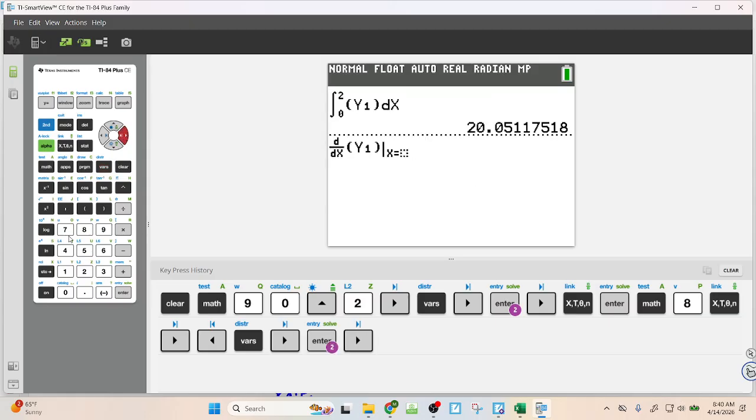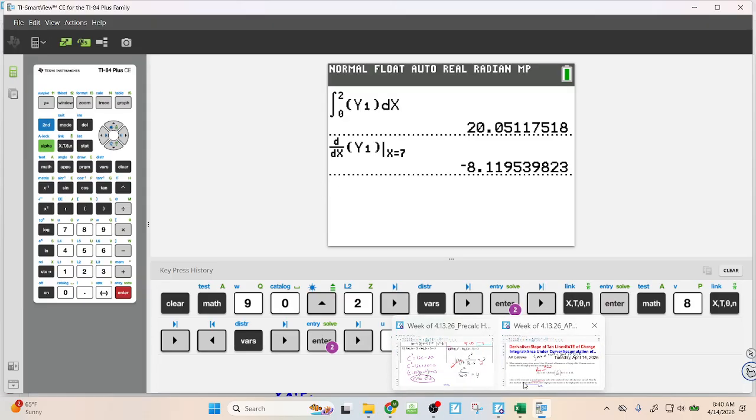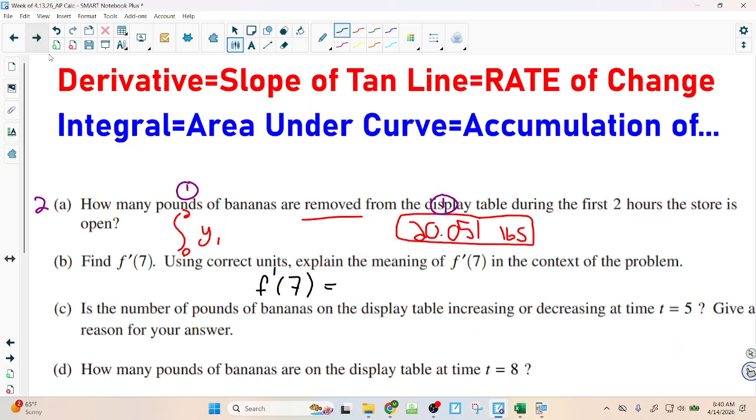And I think it was 7, right? So we have negative 8.120. Negative 8.120. Let's make that decimal a little bit better. Okay. What does that mean in the context of the problem?